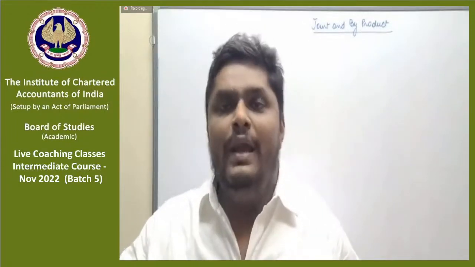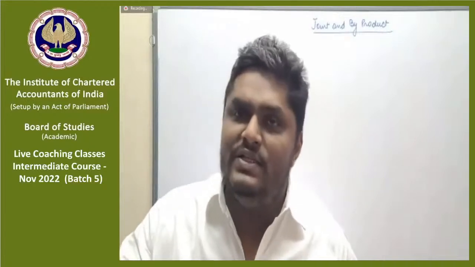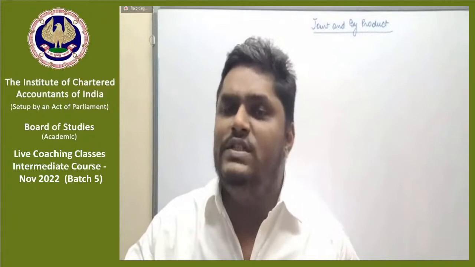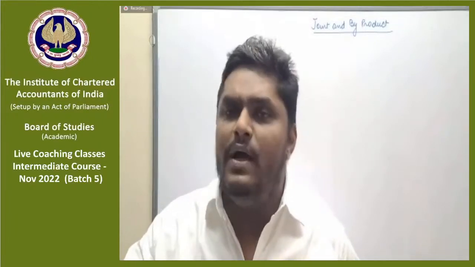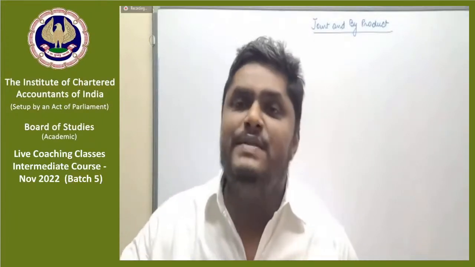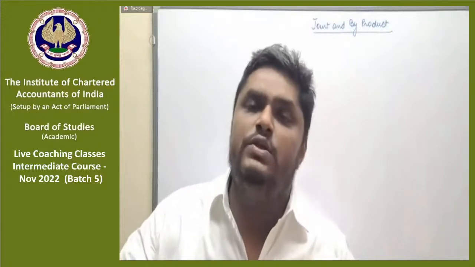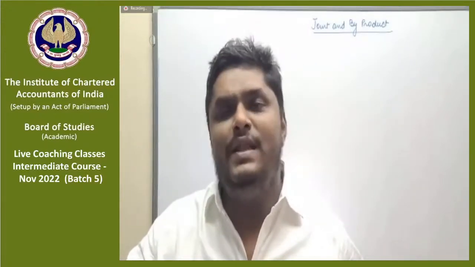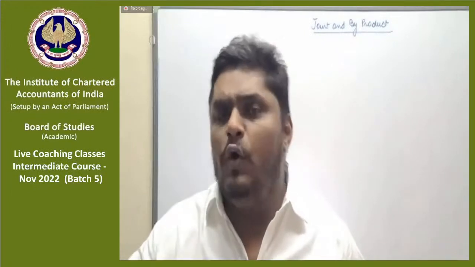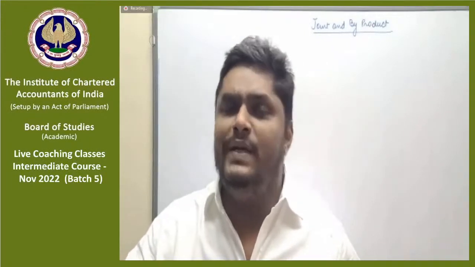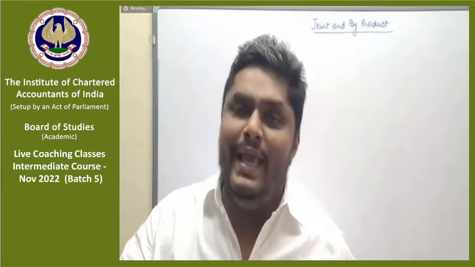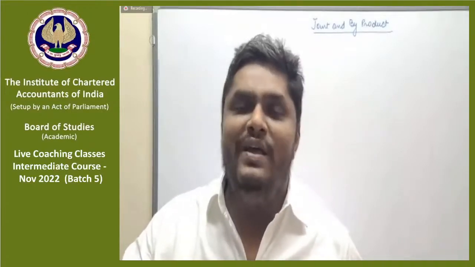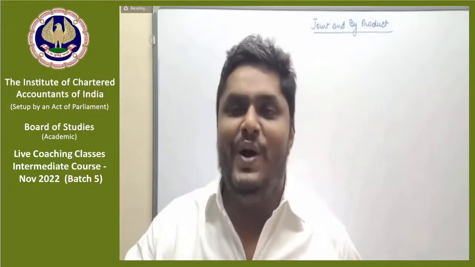So now let's start with a new chapter, that is joint and byproduct costing. When talking about the weightage of this chapter, the weightage is 4 to 8 marks. Sometimes the examiner can ask you questions of 12 marks, depending upon what the examiner is asking. So approximately 4 to 8 marks is the general weightage, but in rare cases, they can ask a question of 12 marks. So much depends upon the examiner.